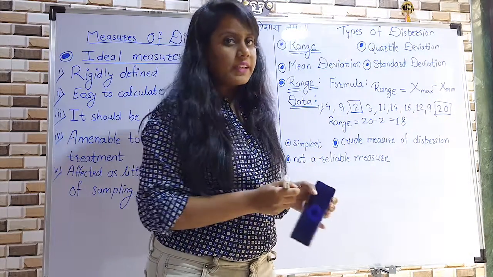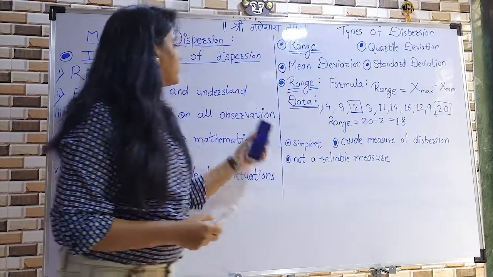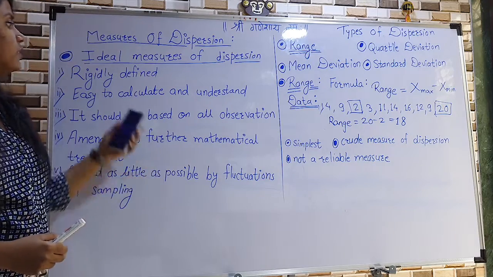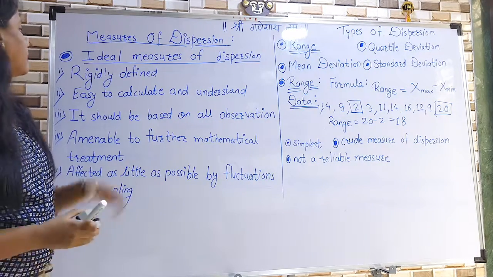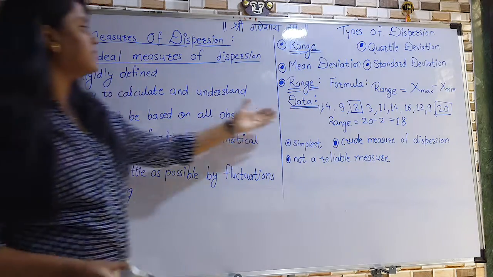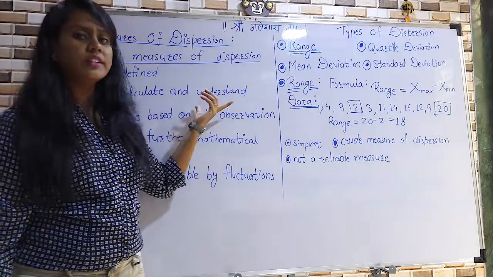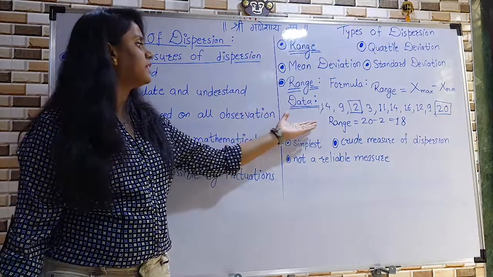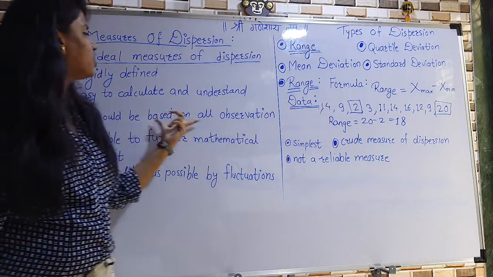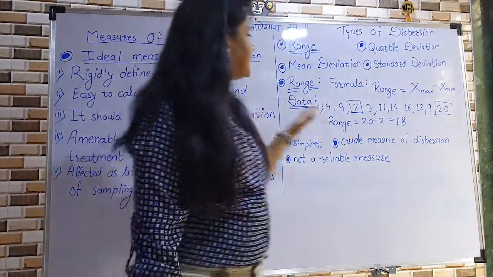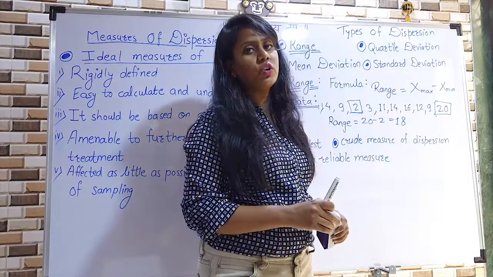Now can we say that range is the ideal measure of dispersion? For that, of course, we need to discuss whether these properties are satisfied or not, right? So yes, it is rigidly defined. Then secondly, is it easy to calculate and understand? Yes, anyone can easily calculate the range. It should be based on all the observations. Is it based on all the observations? No, it is not based on all the observations.